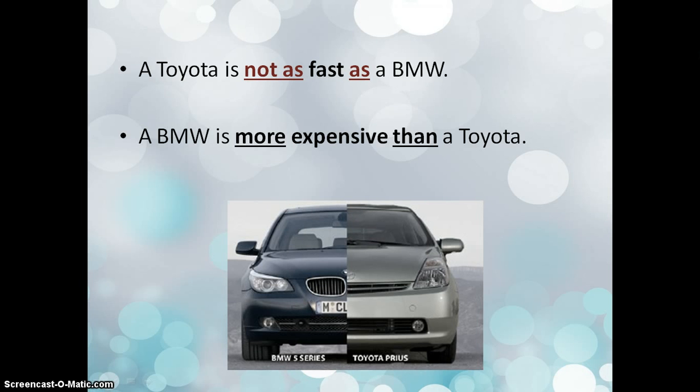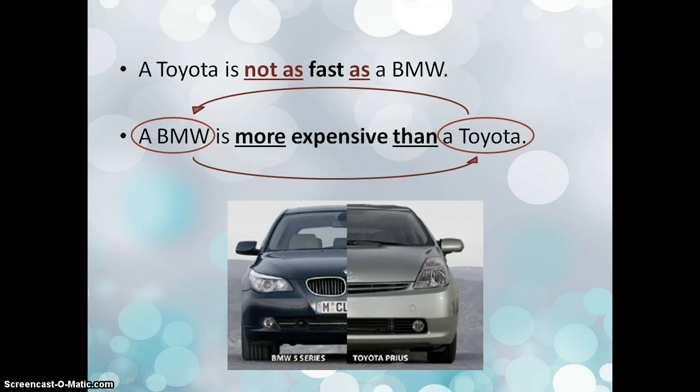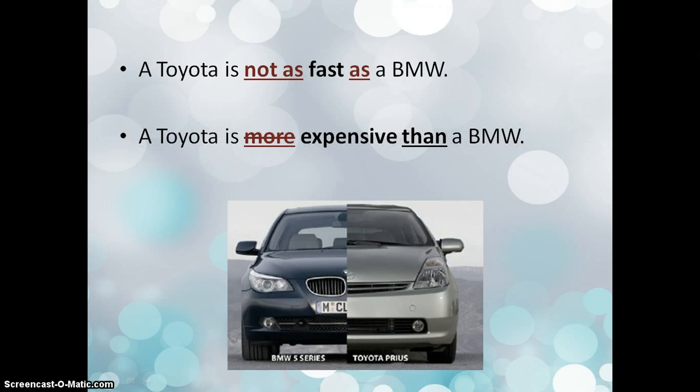Let's look at our other sentence. A BMW is more expensive than a Toyota. We need to change our nouns so that our lesser noun is the subject. And we also need to change the word more. We can't say that a Toyota is more expensive than a BMW because we know that a BMW costs more. So let's change it to a Toyota is less expensive than a BMW. Okay, now we have our sentences that are correct. A Toyota is not as fast as a BMW. That's true. And a Toyota is less expensive than a BMW.